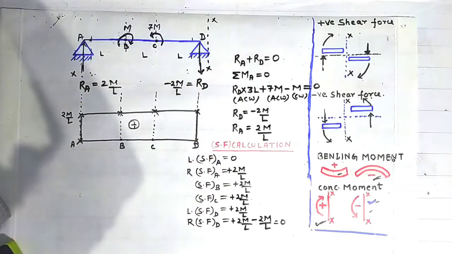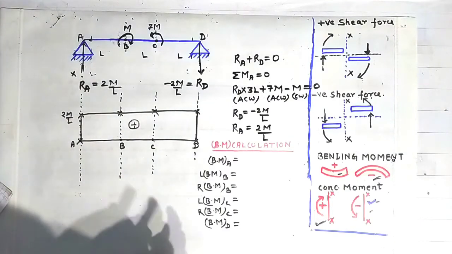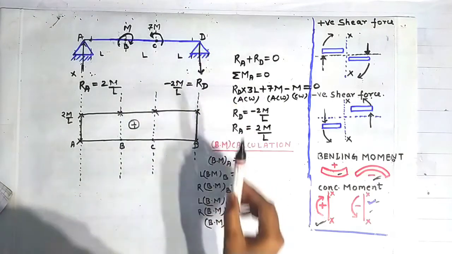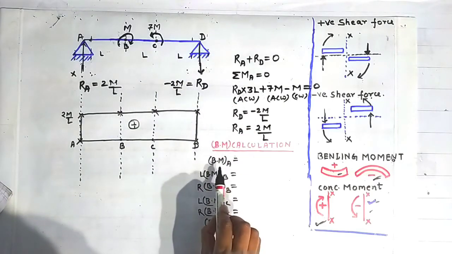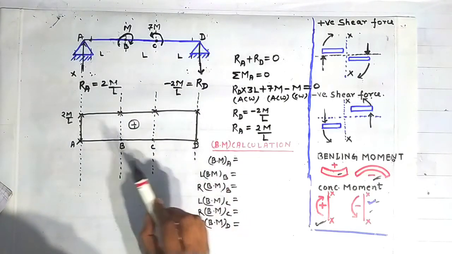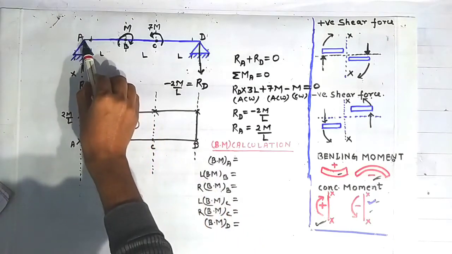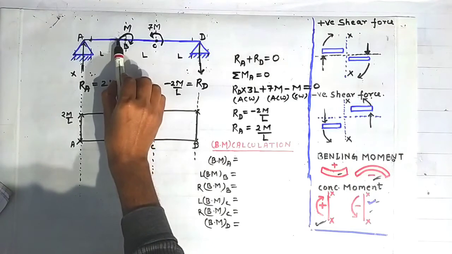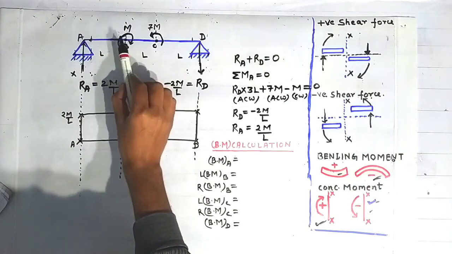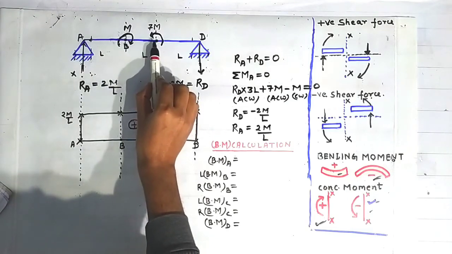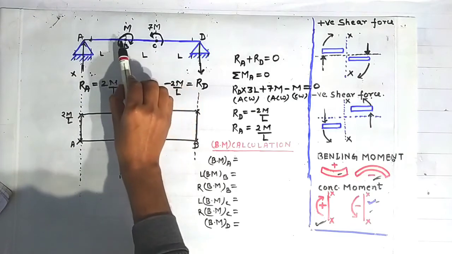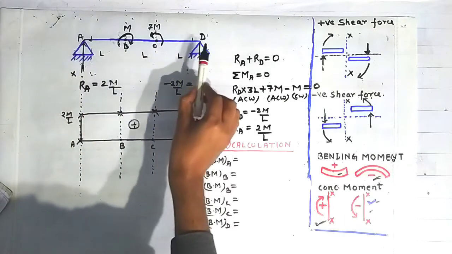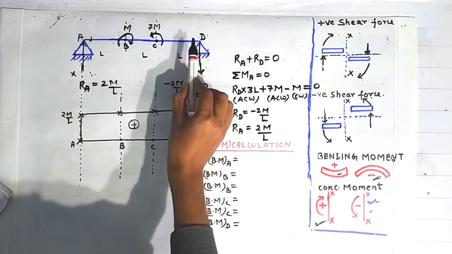Okay friends. Now we will find out the bending moments at the points A, B, C and D. We have to find out the bending moment at the point A directly because there is no concentrated moment lying here. But we have to find out the bending moment on the left side of this point B and on the right side of this point B. Also on the left side of this point C and on the right side of this point C. Why? Because there is a concentrated moment acting at these 2 points. And at the point D, we will find out the bending moment directly.